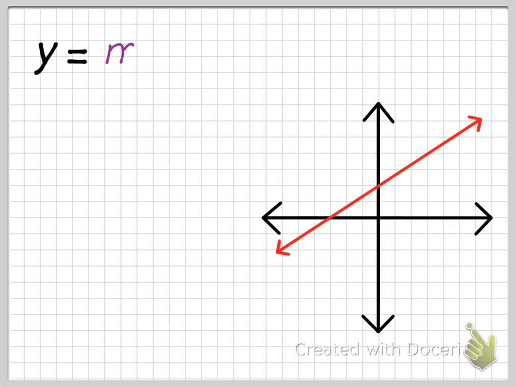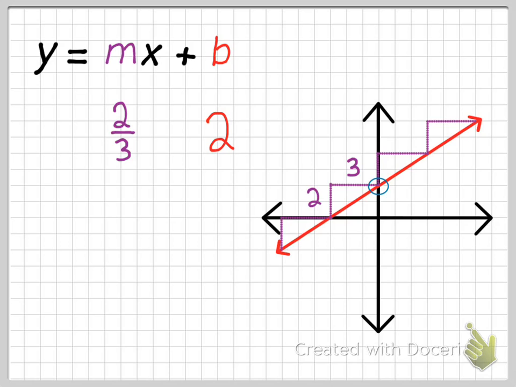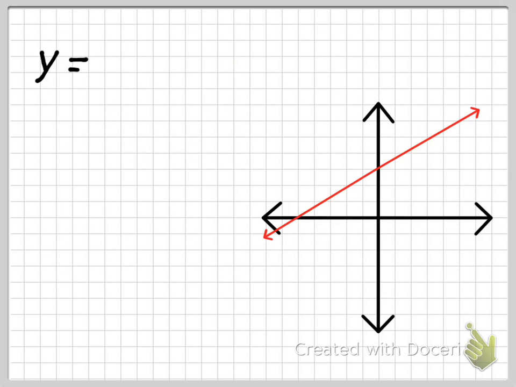So let's put this all together into y equals mx plus b. I found that my slope was 2/3, so I can write in 2/3 for my slope, or for m. And then I found that my y-intercept is at 2, so I can write that in for b, 2. And then I can just fill in the rest. So I have y equals 2/3 x plus 2. That's the equation of this line here. So let's look at a couple of different examples and see how we do.